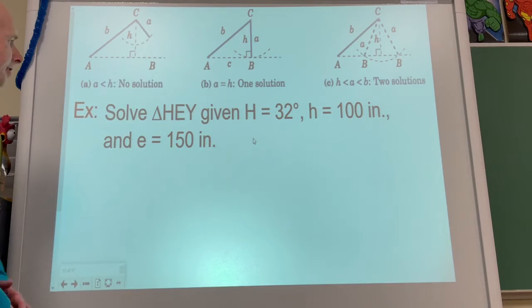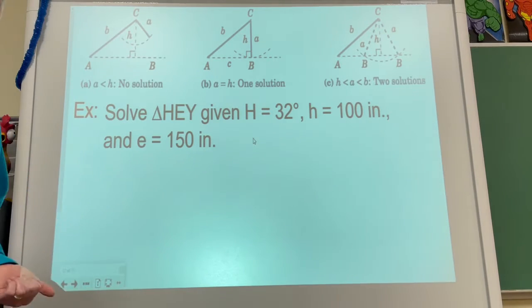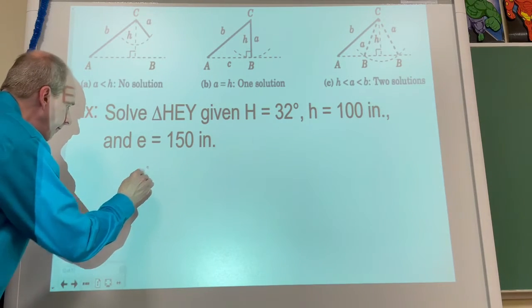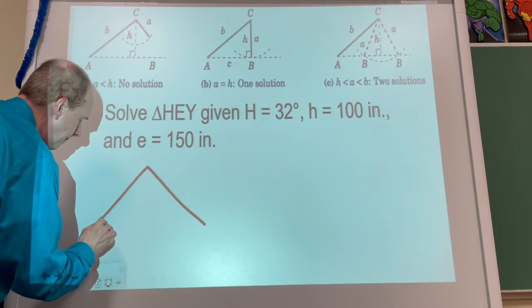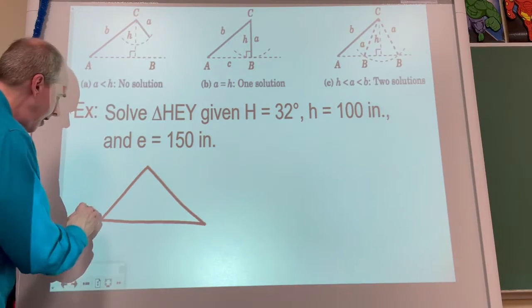Hey, let's try to solve a triangle. Given angle H is 32 degrees, side H is 100 inches, and side E is 150 inches. What's the first thing you do? That's right, you draw yourself a triangle. Doesn't have to be perfect, doesn't matter. But let's just give it a shot.